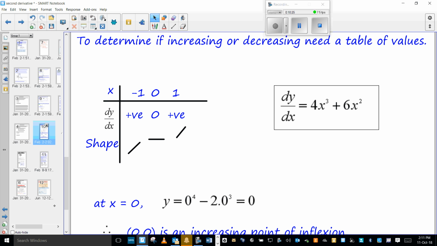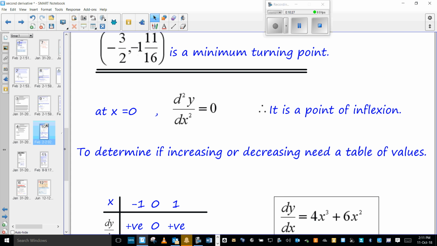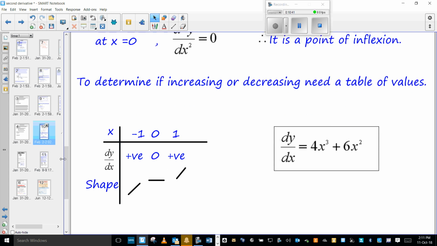So this one here, we found that when x was 0, the second derivative was 0. So we think it's a point of inflection, but we just need to double check. This is where you have to go back to those tables we were just talking about. We look a little bit to the left and a little bit to the right. A little bit to the left, it was positive, and a little bit to the right, it was also positive. So that shows us it's a point of inflection.